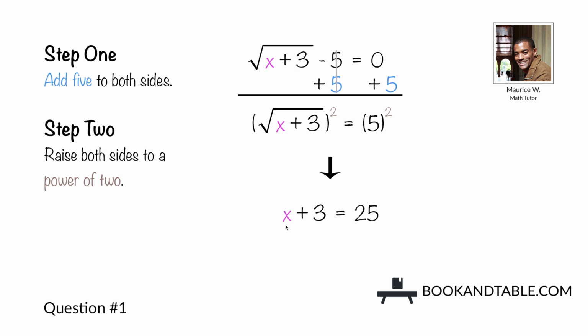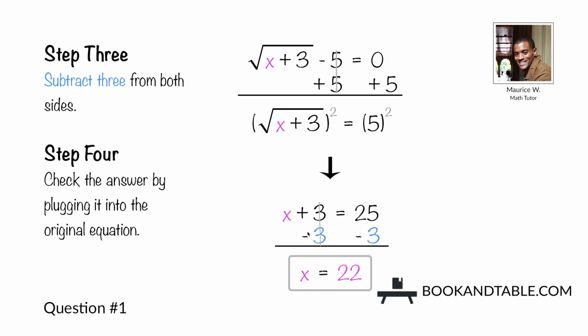To solve for x now, we subtract 3 from both sides, leaving us with x is equal to 25 minus 3, which is x is equal to 22.